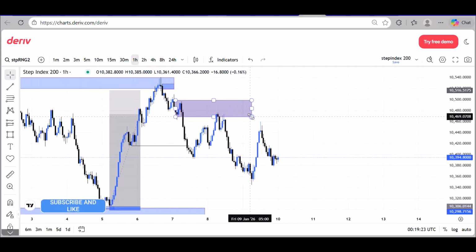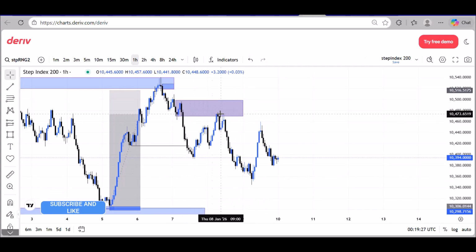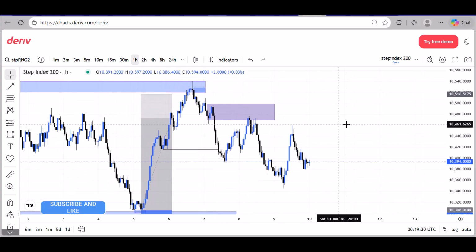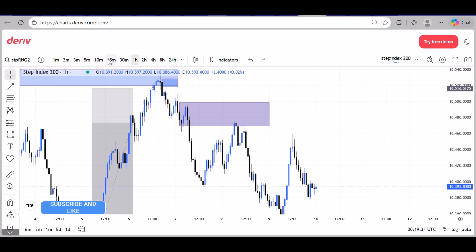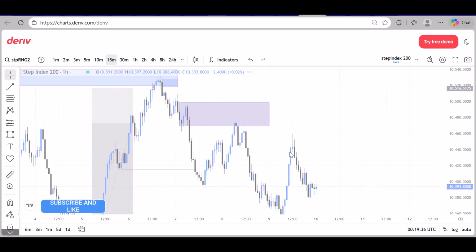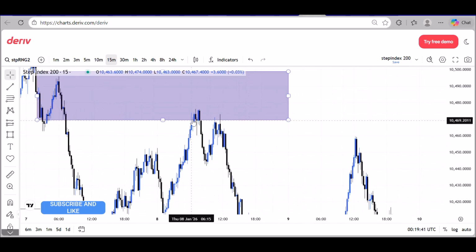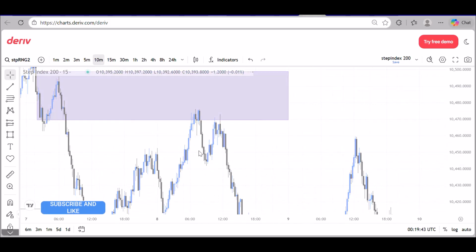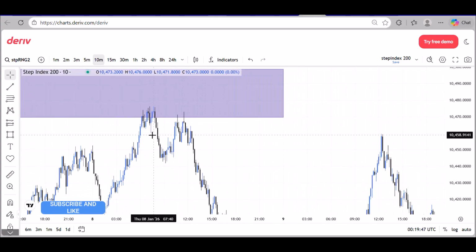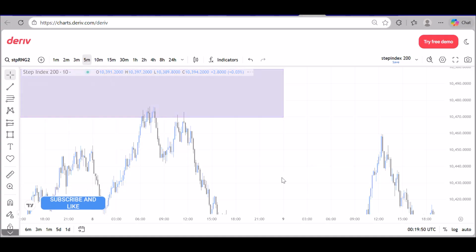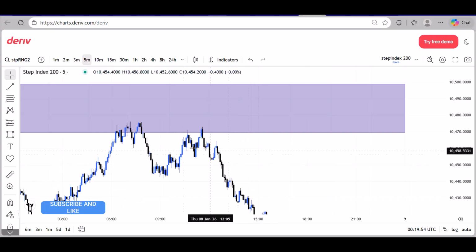Coming down to our 1 hour, there's not too much to refine here. Price came in and tapped into that zone. After price tapped into that zone, we'll go to a lower time frame to see if we can spot any entry. So let's come to our 15-minute time frame. It's actually not very clear here. So let's come to our 10-minute time frame. It's not very clear either. I'll prefer the 5-minute time frame for this one. Coming down to the 5-minute time frame, we saw it was very clear.